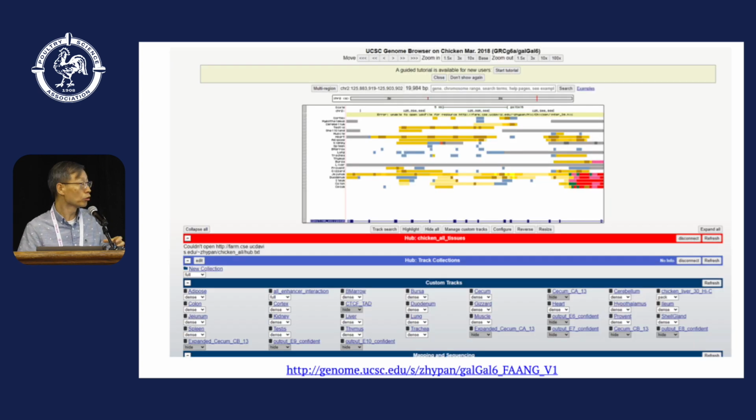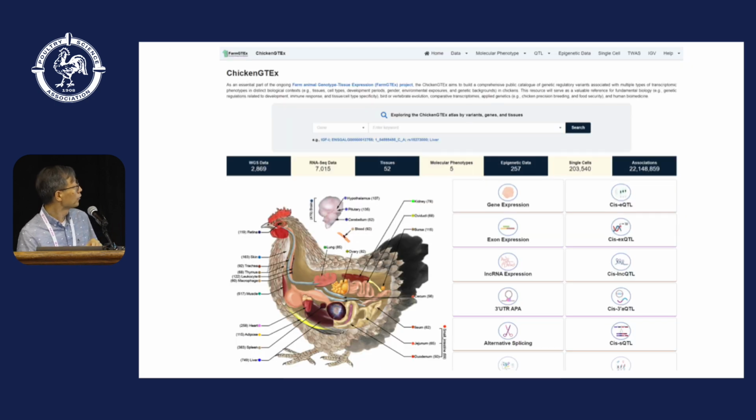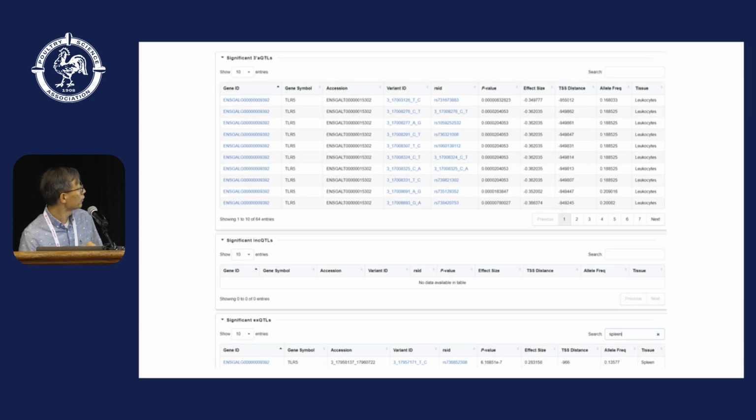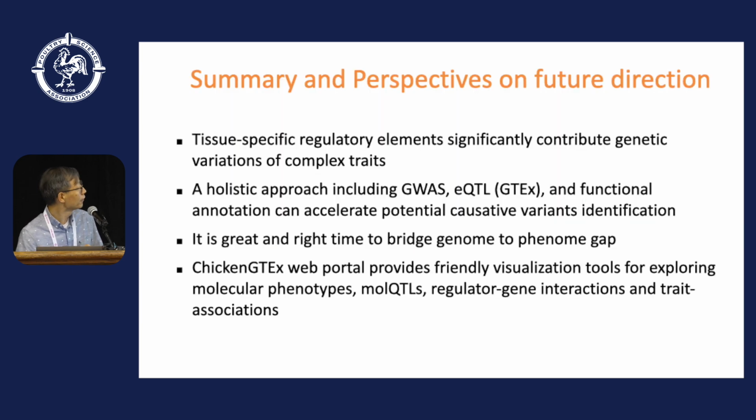From that resource, basically the genome browser can provide all of those chromatin states across all of these tissues, and you can check all of those tissues. This is the Chicken GTEx portal. You can look at all of those expression QTLs, and here it gives one example, toll-like receptor 5. You can look at the gene expression across different tissues, where those expression QTLs are, and the other QTLs.